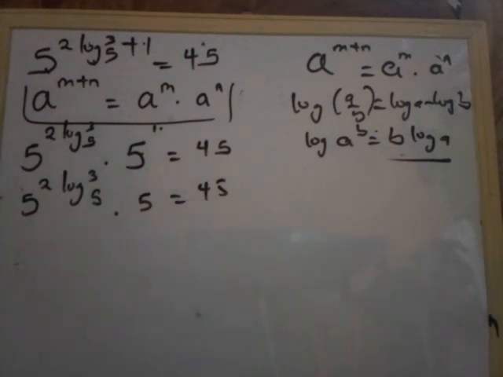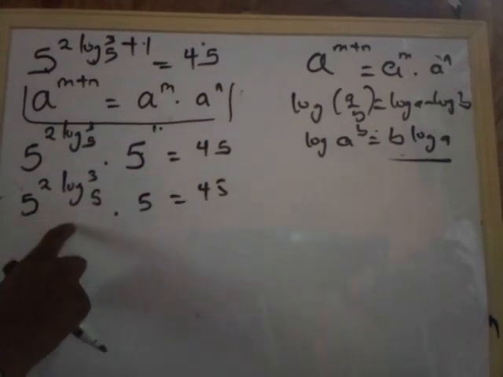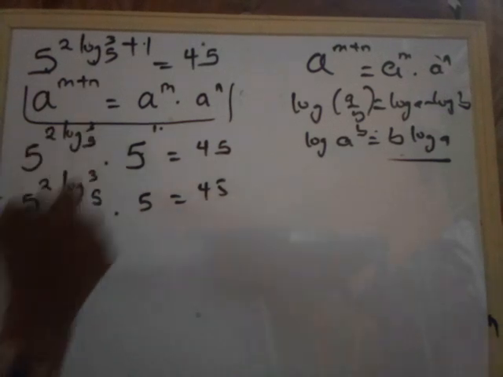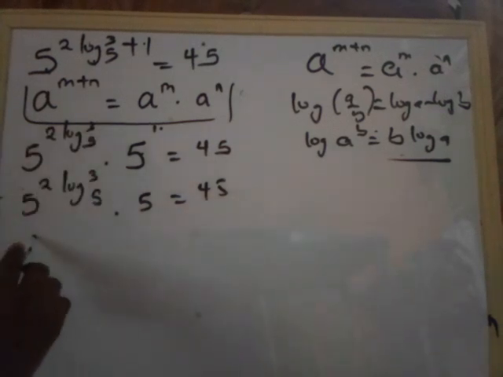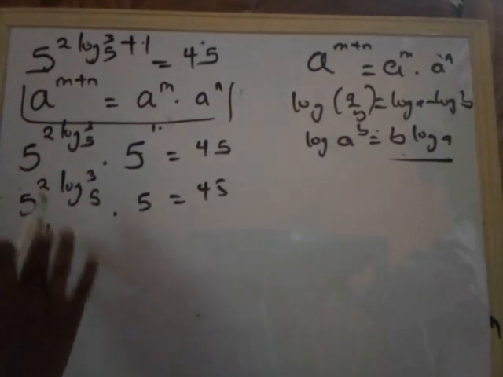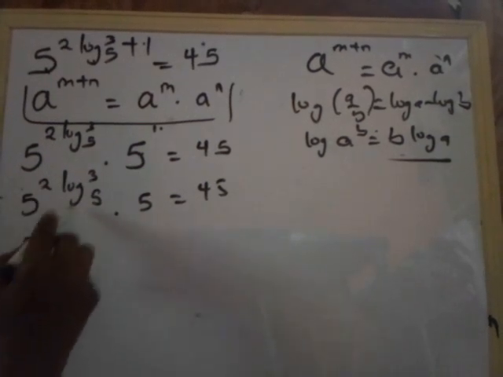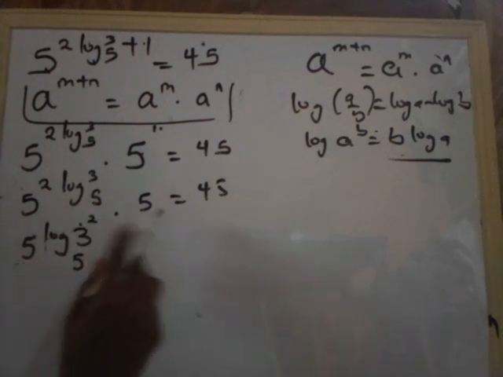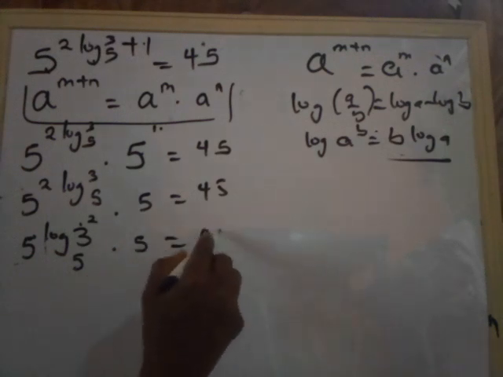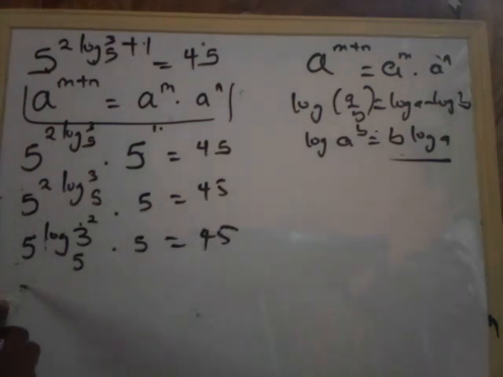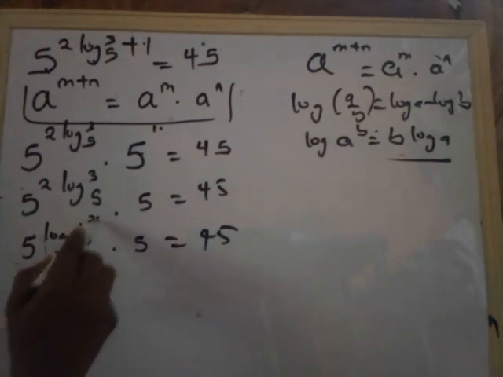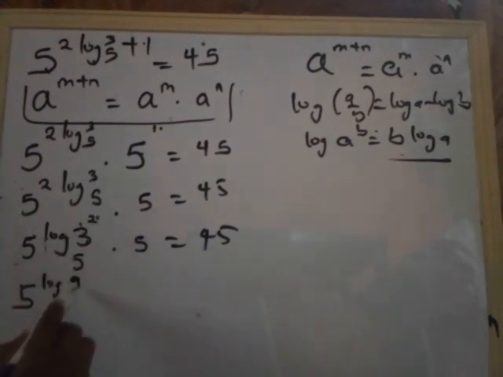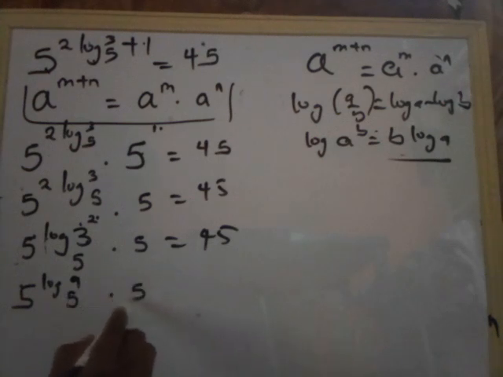So what is the next thing we are going to do? We are going to apply the power log law here. So the 2 can come up here. We have 5 raised to the power log of 3 raised to power 2 base 5, multiplied by 5 is equal to 45. So we have 5 to the power of log 3 raised to power 2, which is 9, base 5, multiplied by 5 is equal to 45.